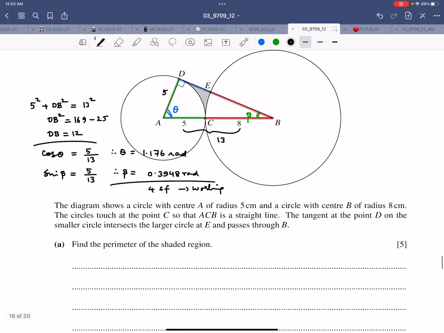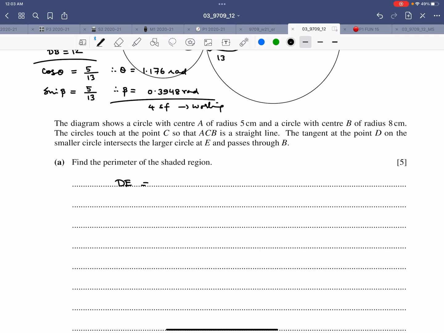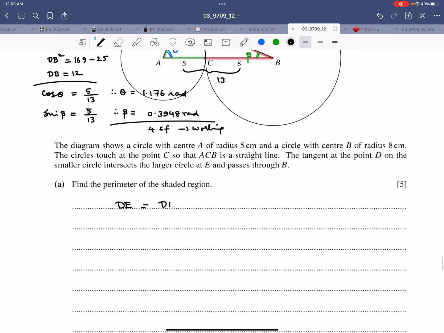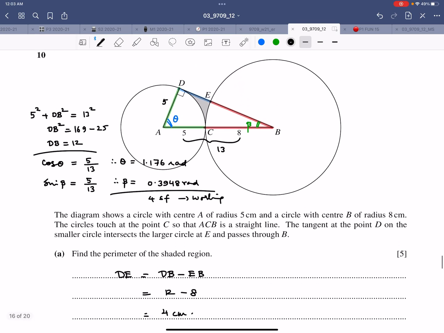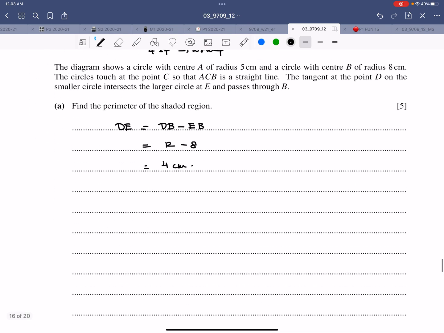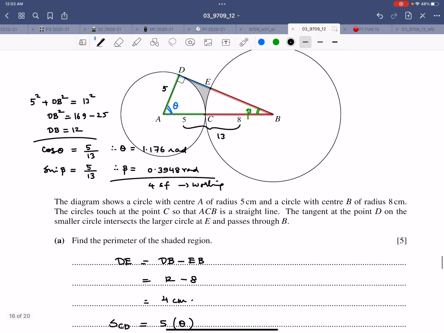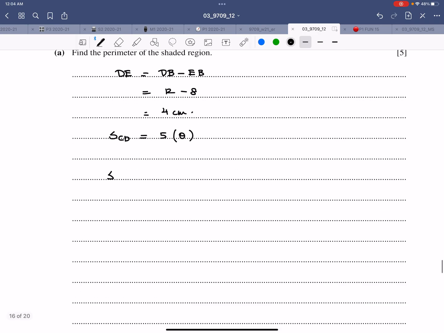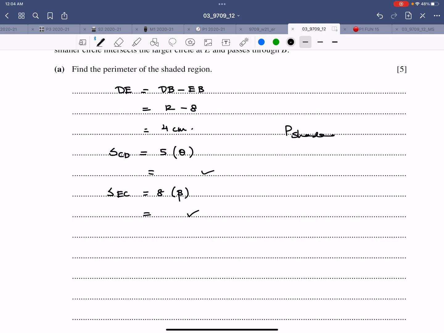Now can I find DE? Yes, I can. DE is actually DB minus EB. So DB is 12, EB is 8. That comes out to be 4 centimeters. Can I find the arc length CD? Yes, arc length CD is r theta, that is 5 multiplied by theta. Can I find the other arc length, EC? That is 8 beta. Therefore, the perimeter of the shaded region is 4 plus 5 theta plus 8 beta, and you have these values, so you can add it all up and this answer comes out for the perimeter.